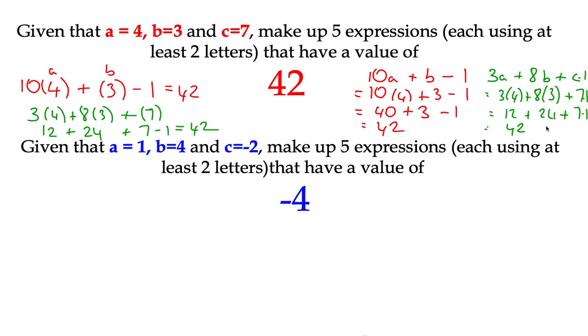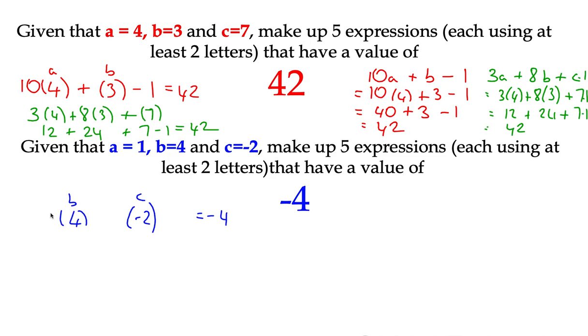Okay, let's have a look at the other challenge. Given that A is 1, B is 4, and C equals -2, make up 5 expressions that have a value of -4. So we're going into the negative values here. Again, I'll just do one example. Let's use B and C. I'm going to use 4, which is B, and -2, which is C. And I want to get to the answer -4.